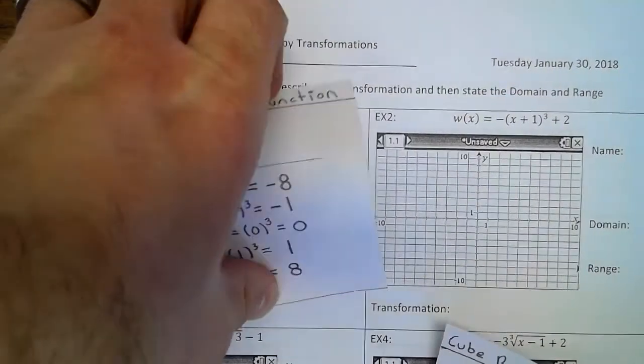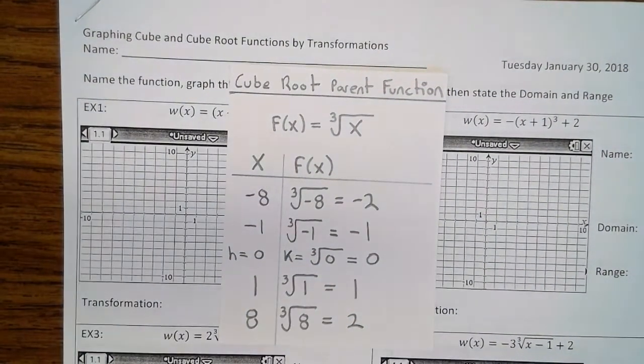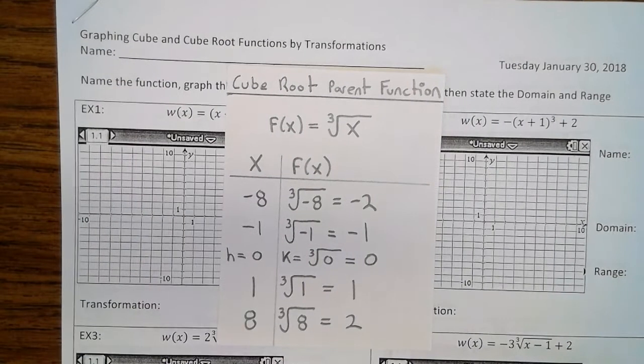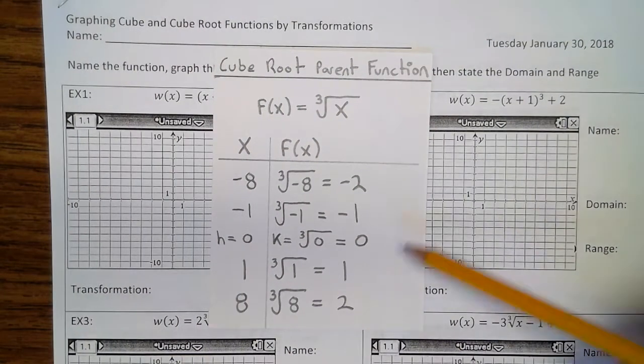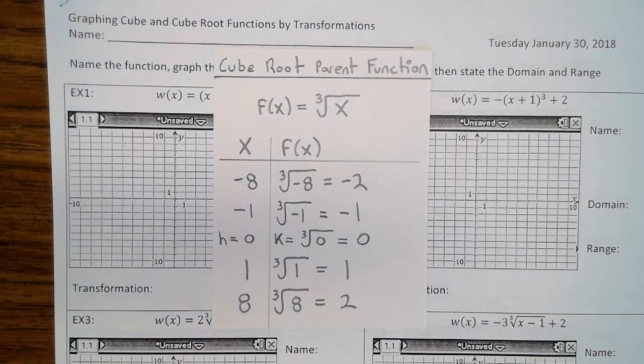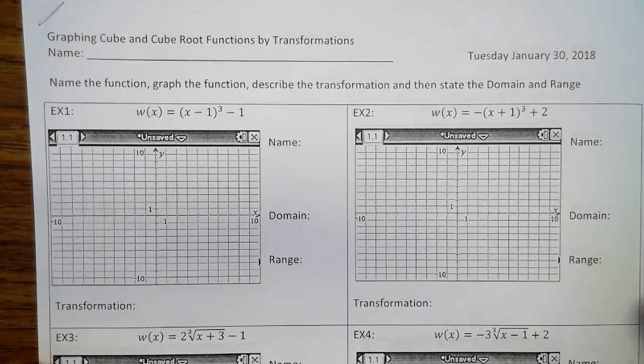All right. Now let's look at the cube root parent function. So that's the cube root of x. So when x is -8, the cube root of -8 is -2. When x is -1, the cube root of -1 is -1. H and k, remember, that's your vertex. When x is 0, the cube root of 0 is 0. When x is 1, the cube root of 1 is 1. When x is 8, the cube root of 8 is 2. And again, these will be your directions for the cube root functions. All right, now I'm going to attach these last, but keep those off to the side so you can use them on the examples.